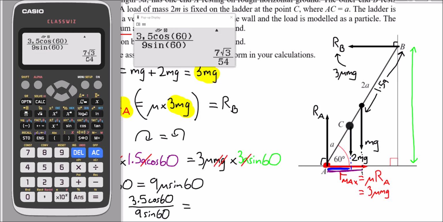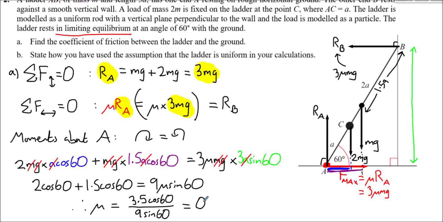I get 7 root 3 over 54. Let's get this into a more normal looking number. Press SROD to 3 sig figs. I have 0.225. Let's now have a look at another example in a moment.